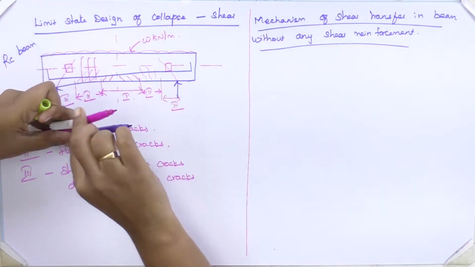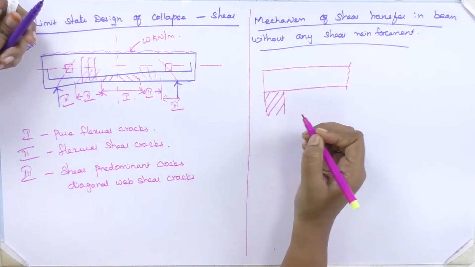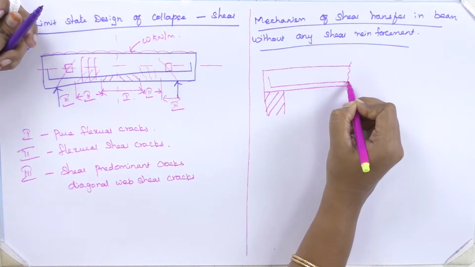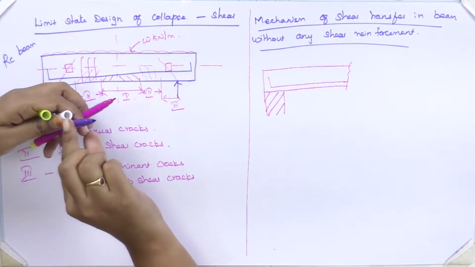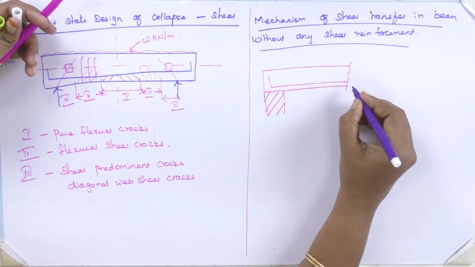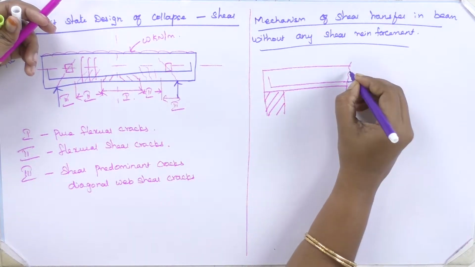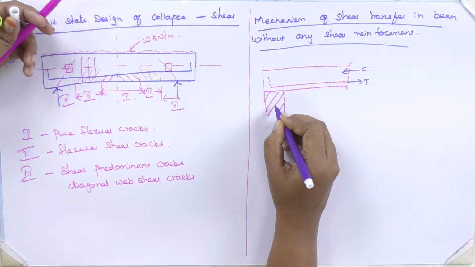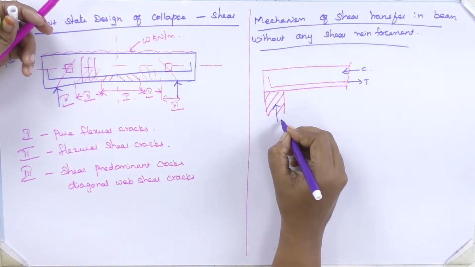Okay, we'll see that this is the support condition. This is my beam where I have given my reinforcement like this. So I will have tension, and I will have compression in this area, where I have a support reaction of V.